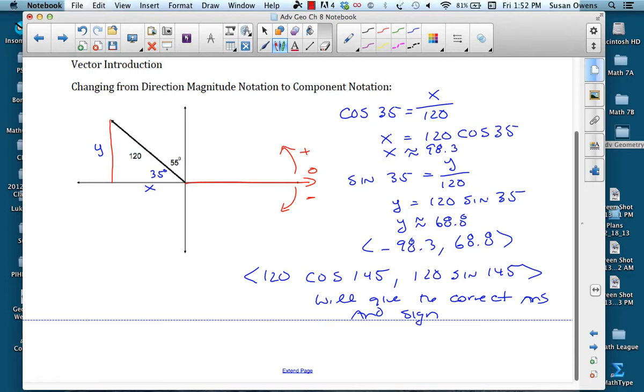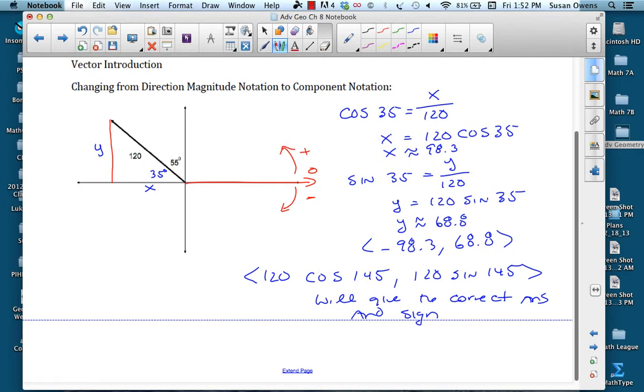It really is your choice. If you're someone who says, look, I'll use the angle inside the triangle and I can figure out myself if it's positive or negative, go for it. Okay, just make sure you double check. Make sure you look and say, well, x is negative, so my x has to be negative, y is positive, my y has to be positive.